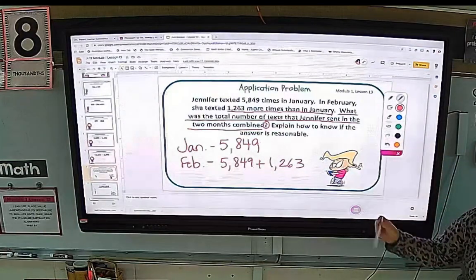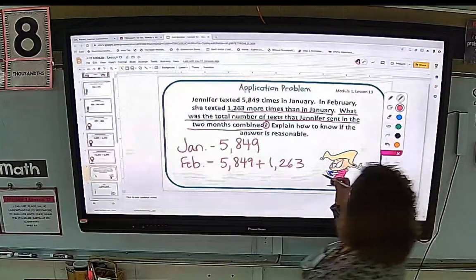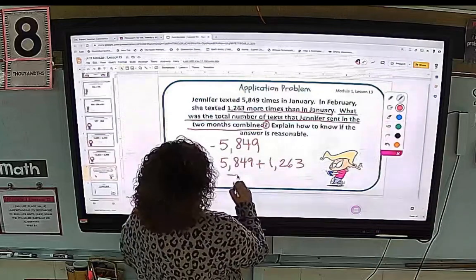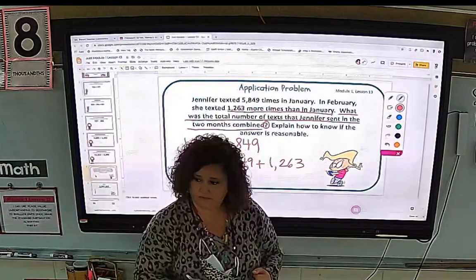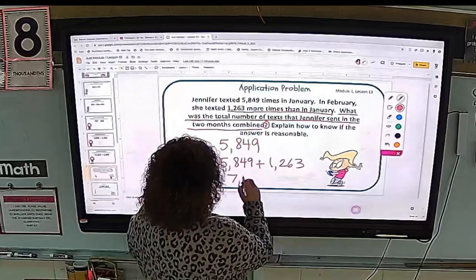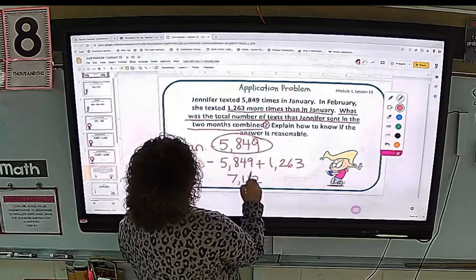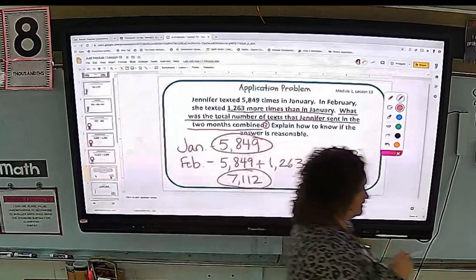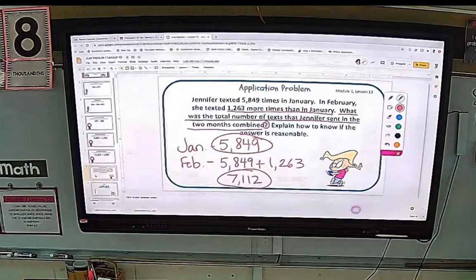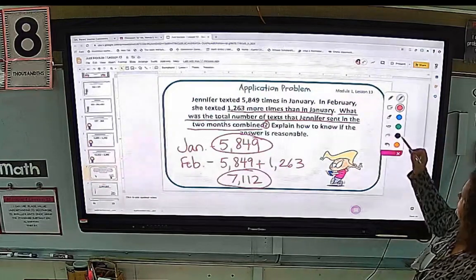And what is it that you got? 7,112. 7,112? Is that what I got for? We'll go with that. 112? Okay. So I've got to add my January number and my February number, correct? Yeah. To get the final, how many texts she had all together in those 2 months.